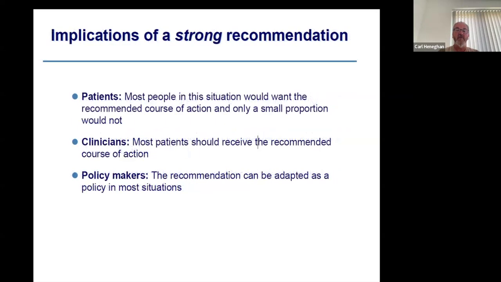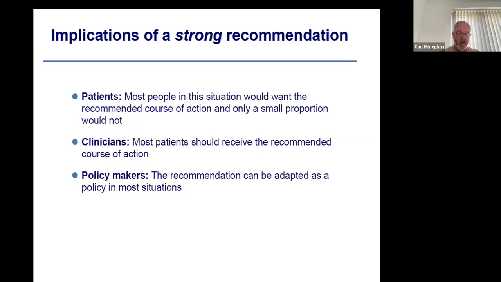That's the corollary: if you make a strong recommendation, then most people in this situation want the recommended course of action, and only a small proportion would not. Most patients should receive the recommended course of action. It can be adapted as a policy in most situations.